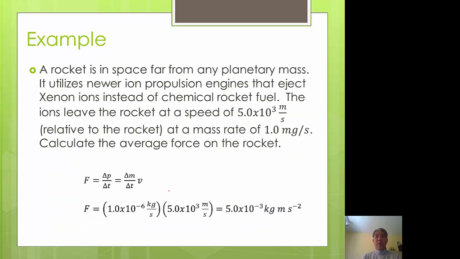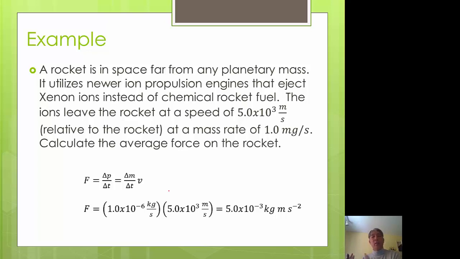So for example, I have a rocket in space far away from any planetary mass. That just means I can ignore gravity. It uses newer ion propulsion engines that eject xenon ions instead of chemical rocket fuel. The ions leave the rocket at a very high speed, 5,000 meters per second, or 5 kilometers per second. But very little mass goes out the back, 1 milligram per second. So calculate the average force on the rocket.